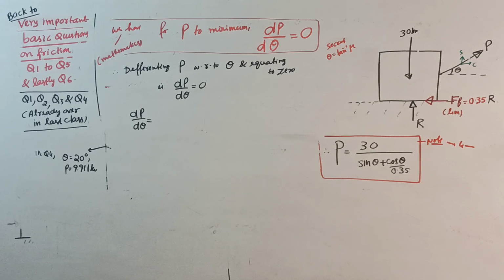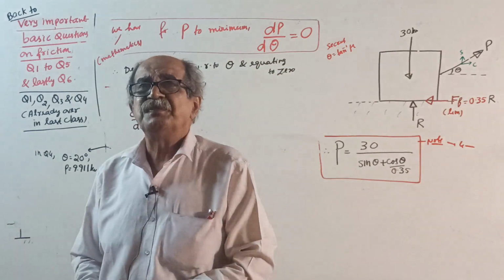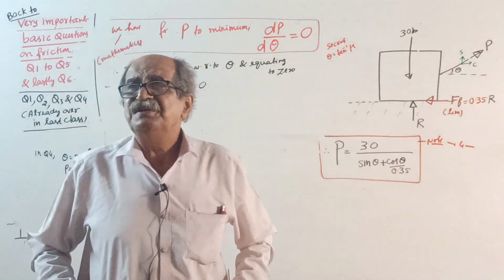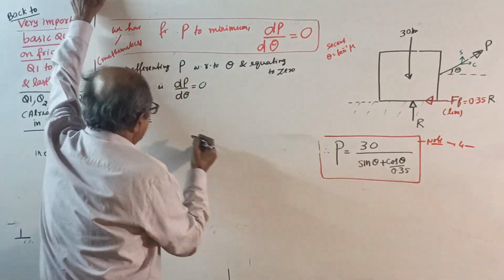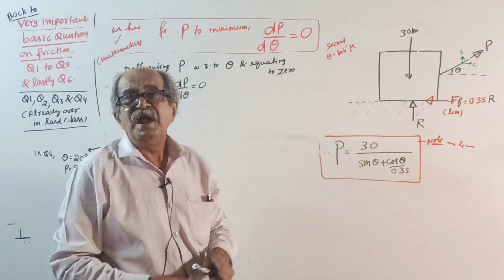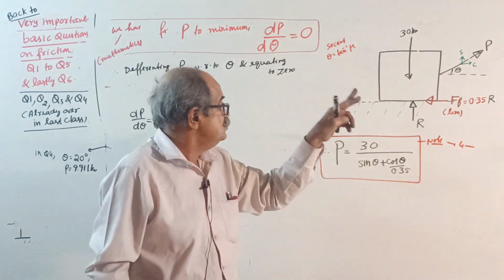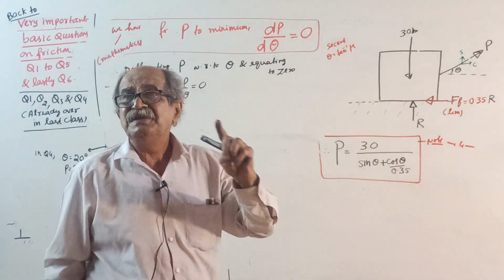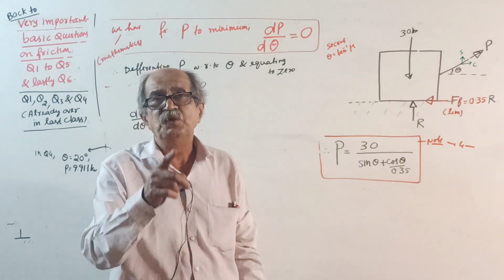Okay. So differentiate P. This is a new concept. Remember, this is required in structural engineering. So dP by d theta equal to, see, differentiation is denominator into differentiation of numerator minus numerator into differentiation of denominator divided by denominator square. If you don't know, learn it now.